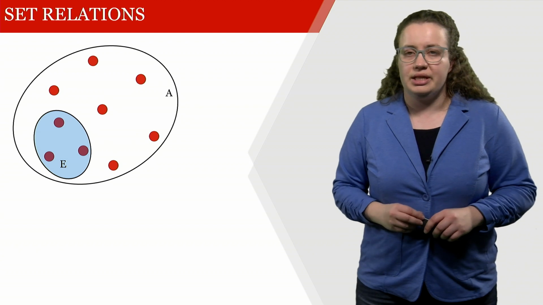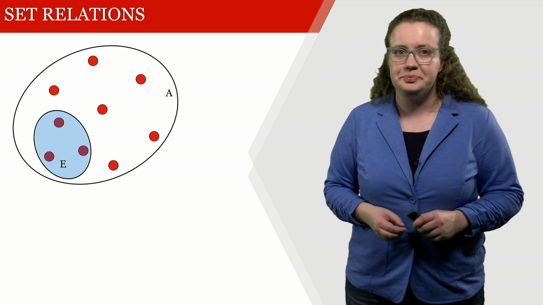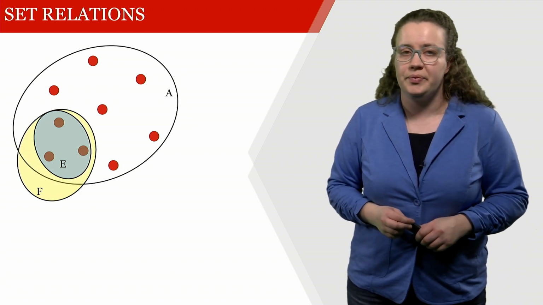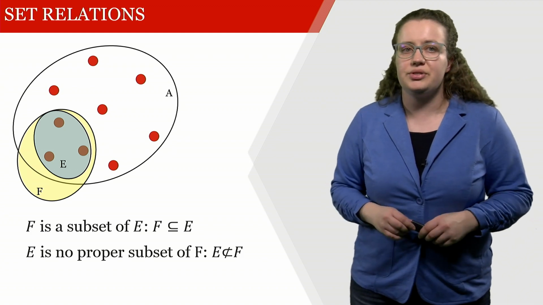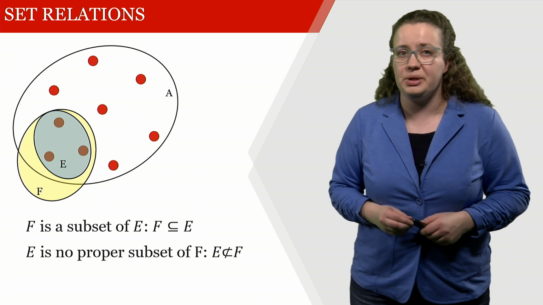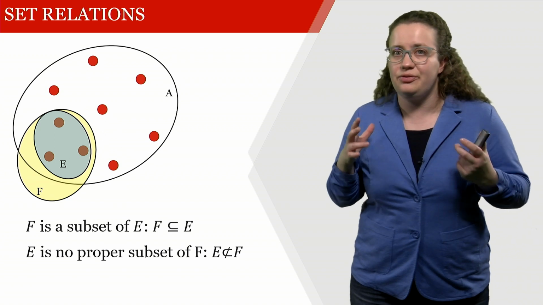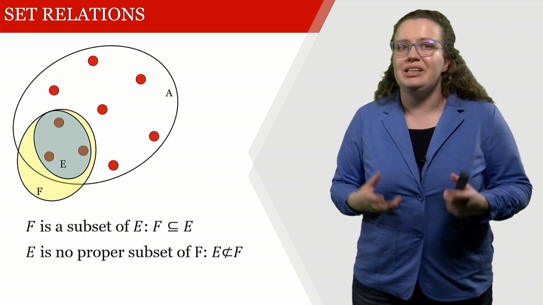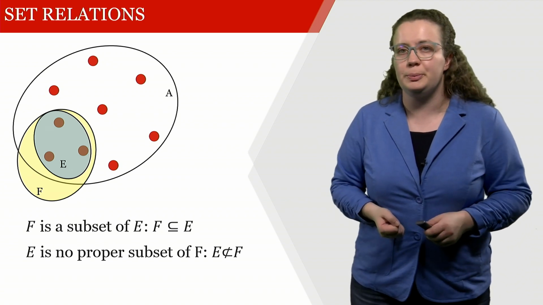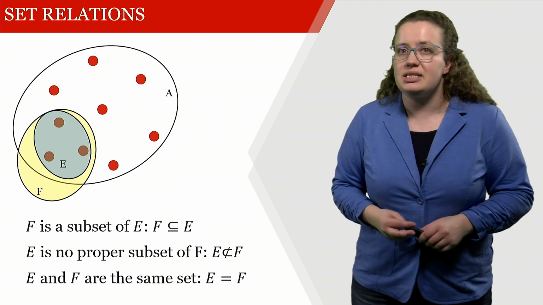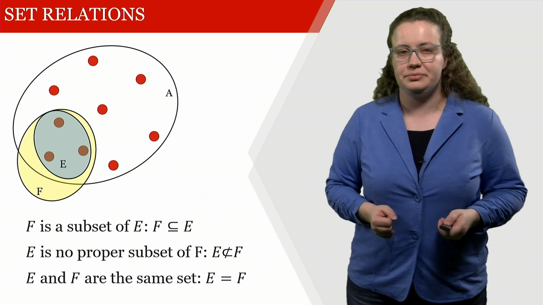So let's look at a different example. Here we have the set E, which is of course also a proper subset of A. And we also have the set F. And the first thing that we're seeing is that F is a subset of E. We're also seeing that E is no proper subset of F because there's no node in F that is not in E. Even though if we look at it visually, it looks like F is bigger, but it doesn't contain additional nodes, which means that it is not actually bigger for our purpose. And what we can also see is that E and F are actually describing the same set. So we can say E equals F.